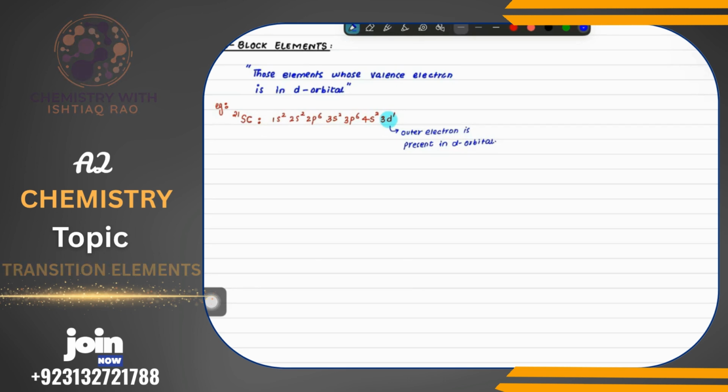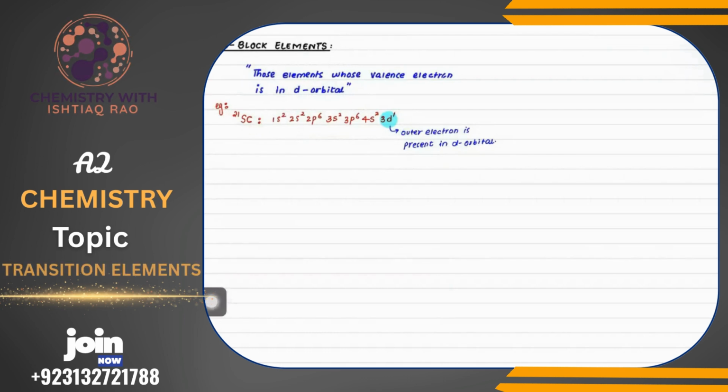Basically, the configuration that I wrote is technically wrong, but I will tell you later on. First of all, I want to give you the introduction of the d block elements. Like, 4s comes after 3d. What's the reason? I will tell you. But originally, this is the configuration.